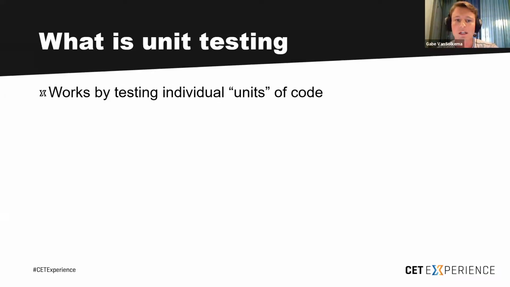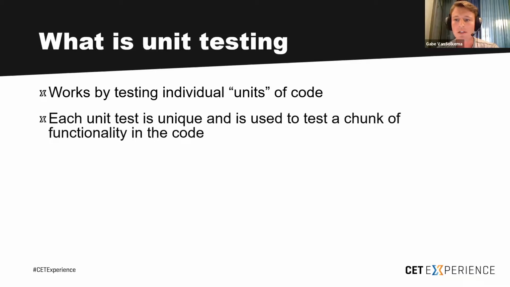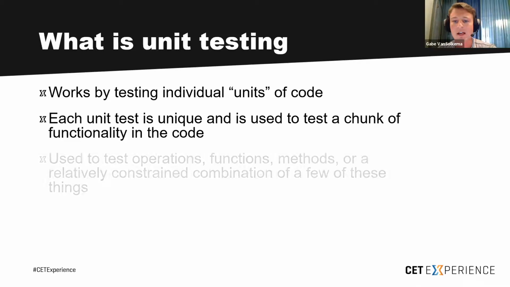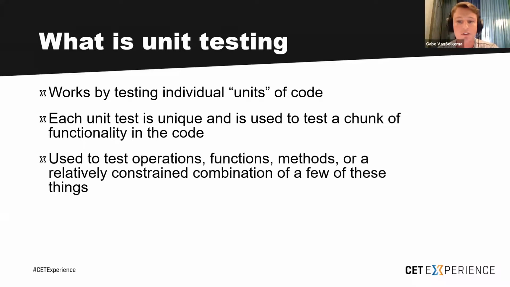So how does it work? It works by testing individual units of code. With unit testing, you're going to try and break down your tests into testing small units of code. Each test should be unique, and it should test a small chunk of functionality in the code. I'm not saying it's going to test only one line, but it might test a function or a method, or a small combination of these things to make sure that your code is working.